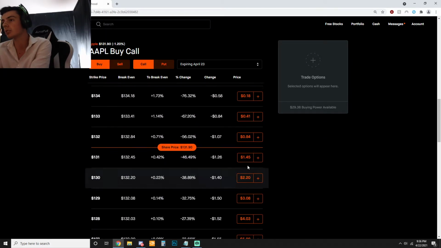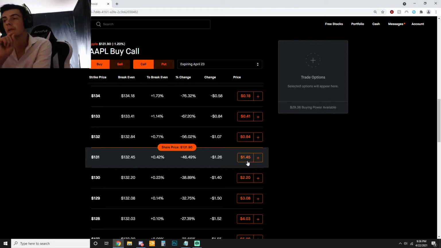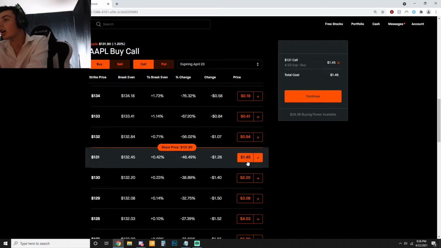So the way that options work is every single time you buy one option, whether it's a put or a call, you reserve the right to 100 shares of that company. So what this means is because you're reserving the right, that means that 100 shares are in play.